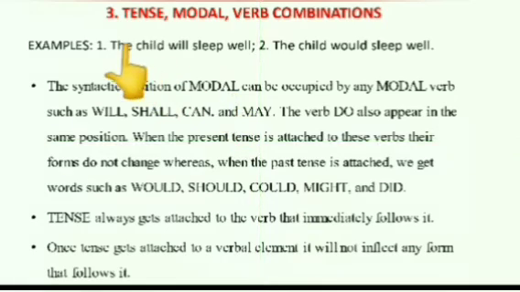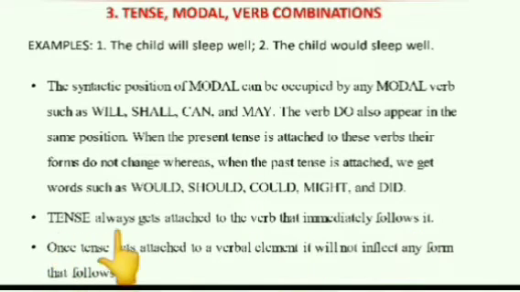Tense, modal, verb combinations. Examples: the child will sleep well, the child would sleep well. The syntactic position of modal can be occupied by any modal verb such as will, shall, can, and may. The verb do also appears in the same position. When the present tense is attached to these verbs, their forms do not change, whereas when the past tense is attached, we get words such as would, should, could, might, and did.